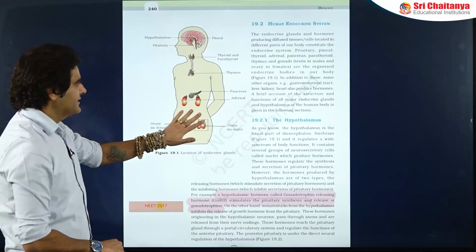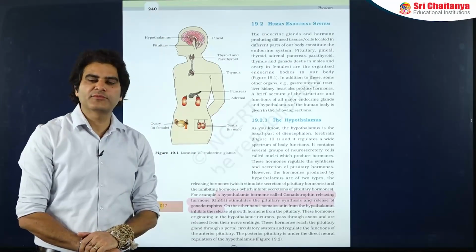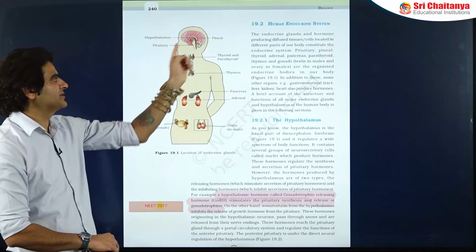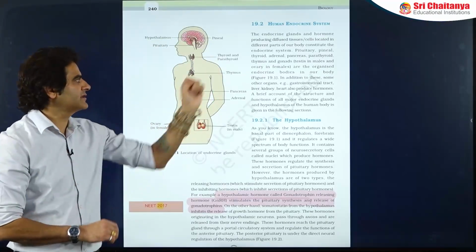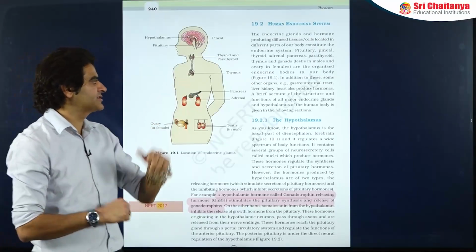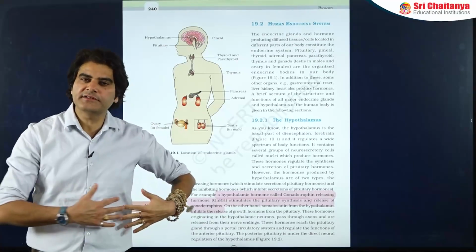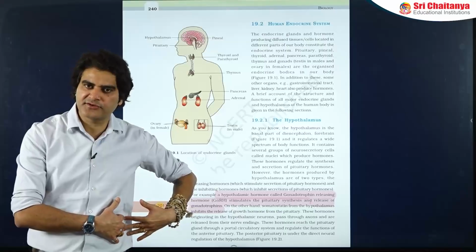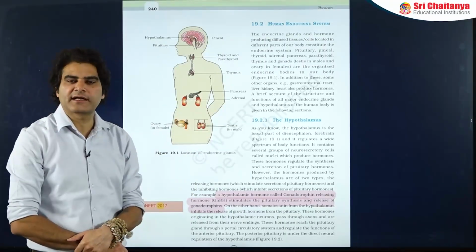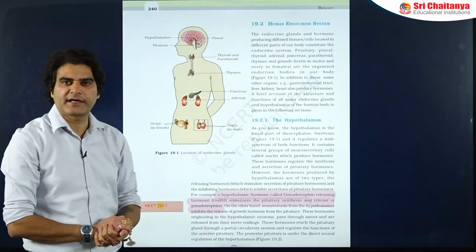This picture here shows us the location of most of the glands in the body. In the brain area or the head area, hypothalamus, pituitary, pineal. In the neck area, thyroid and parathyroid. In the chest area, thymus gland. In the abdominal cavity, gastrointestinal tract and the pancreas. On the dorsal side, the adrenal glands and the kidneys, and the gonads, testis and ovary in both males and females.